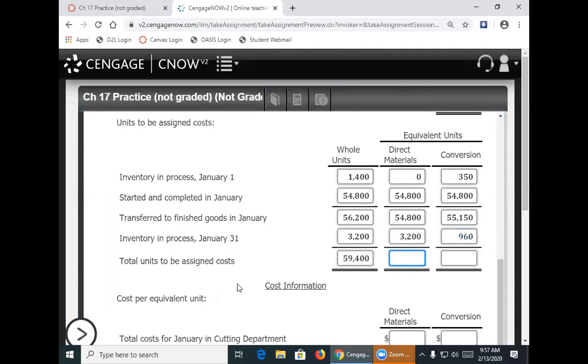So then we just add. So our total equivalent units for direct materials should be 54,800 plus 3,200, 58,000. And then we add our conversion costs, 55,150 plus 960, 56,110.